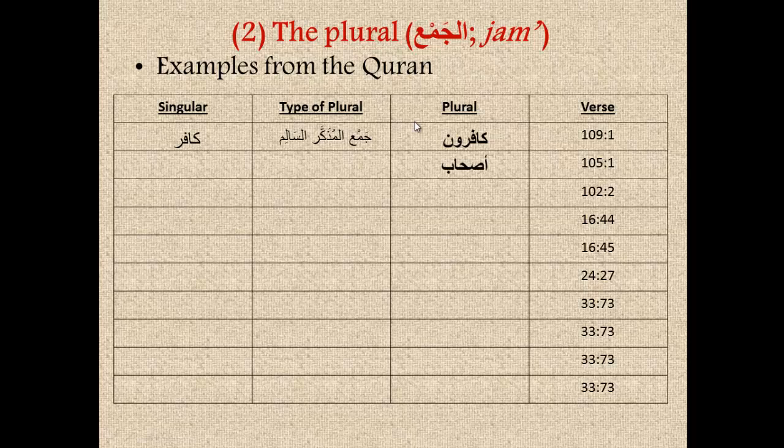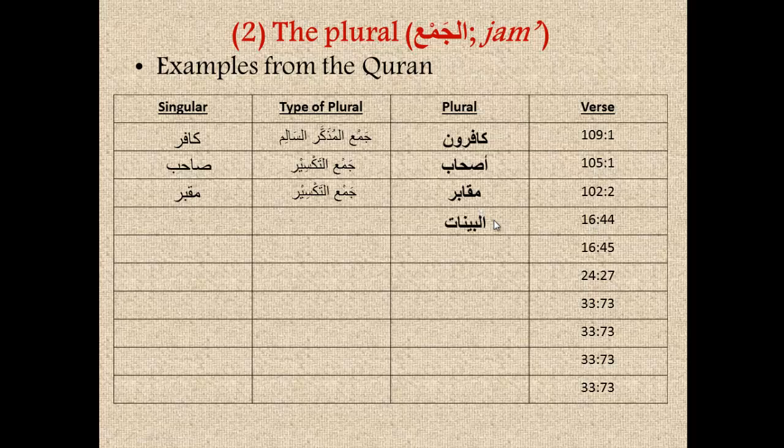In verse number 1 of Surah number 105, Allah says, أَلَمْ تَرَ كَيْفَ فَعَلَ رَبُّكَ بِأَصْحَابِ الْفِيلِ. Ashab means companions. This is an example of a jam' taksir, a broken plural. The singular is sahib. In verse number 2 of Surah number 102, At-Takathur, we have حَتَّى زُرْتُمُ الْمَقَابِرِ, maqabir, which means graves. This is again another example of a jam' taksir, a broken plural. The singular is maqbar.